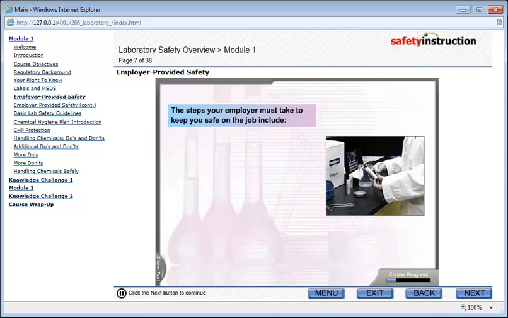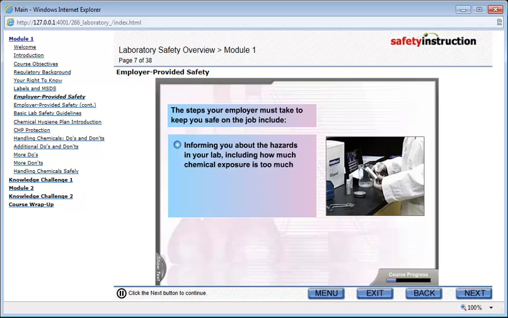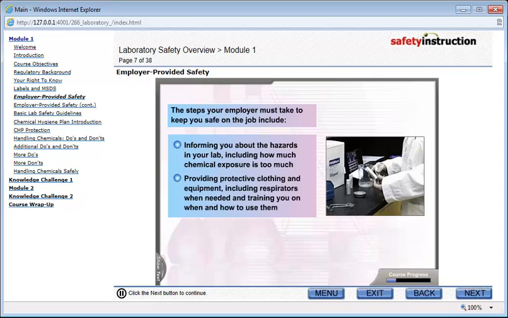The steps your employer must take to keep you safe on the job include informing you about the hazards in your lab, including how much chemical exposure is too much, providing protective clothing and equipment, including respirators when needed, and training you on when and how to use them. Go to the next screen to learn about the remaining steps.